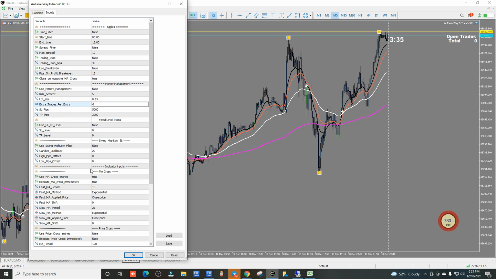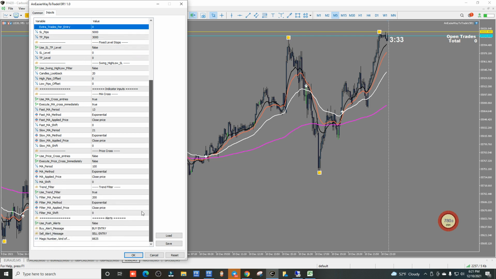Swing filter, we're not using this one. This is where it gets good. We use the MA cross, true and true, executes price immediately. What that means is when price crosses, okay, well, let me keep going. We use the MA cross true, price cross, we have it false. We don't use that one for this one, okay? We use the MA cross, all right?